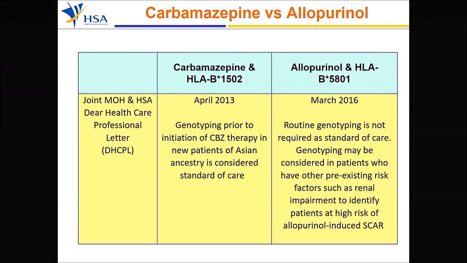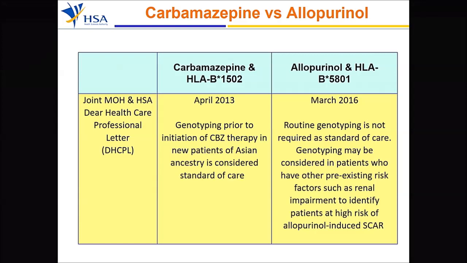Okay, so for carbamazepine, in April 2013, HSA, in conjunction with the Ministry of Health, came out with a recommendation that going forward, genotyping prior to initiation of carbamazepine in new patients of Asian ancestry would be considered standard of care. And the reason we had to go in with Ministry of Health is because HSA only regulates drug products. We're not supposed to veer into clinical practice. So we needed Ministry of Health to come in and make that declaration. And that's, I think, what really made the doctors sit up and pay attention.